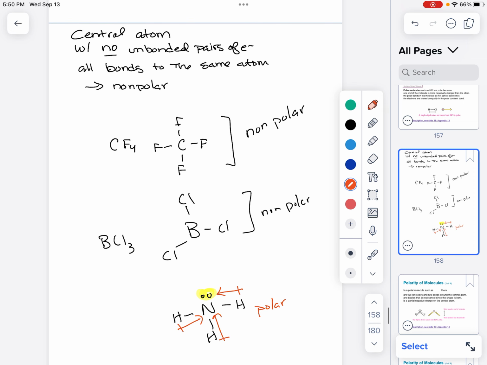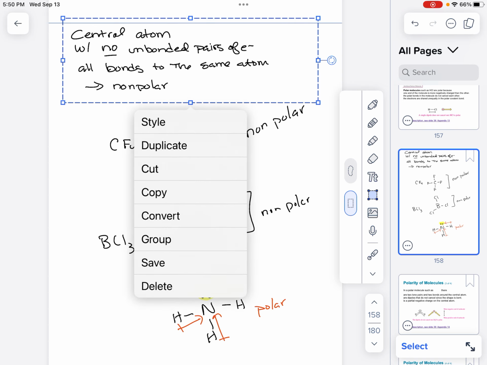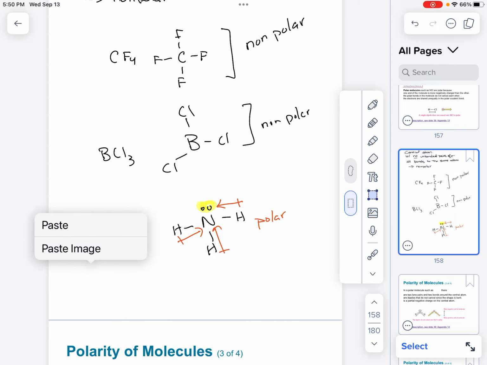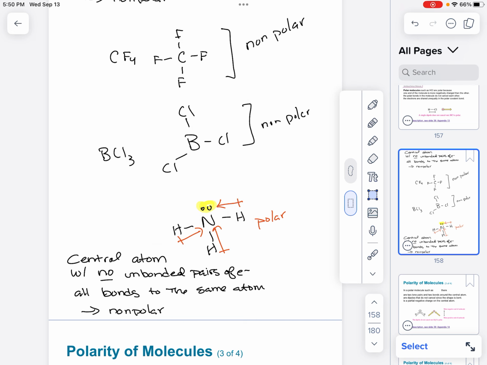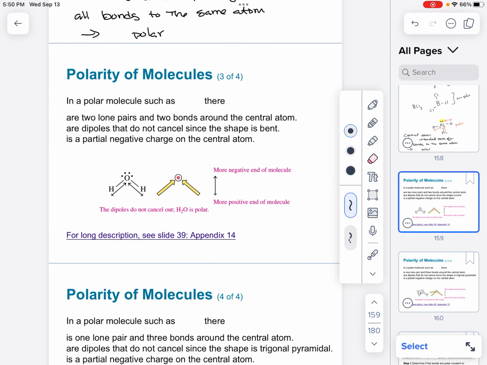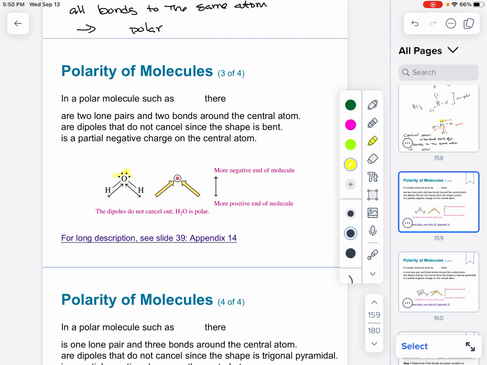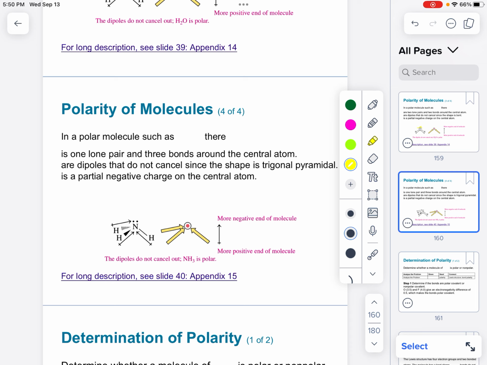And this is an example of, let me see if I can do this efficiently. Okay, we have a central atom with unbonded pairs of electrons. That will make the molecule polar. Water's another example. It has these unbonded pairs, and so the dipoles don't cancel, and water is polar. This is going over ammonia.